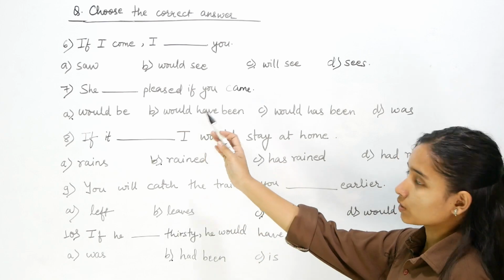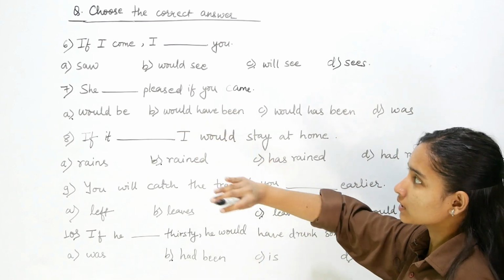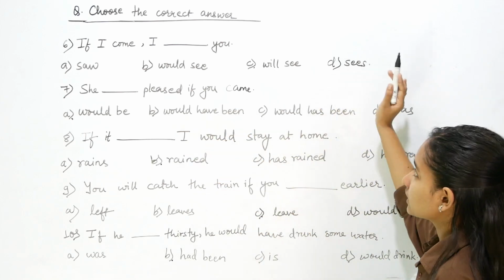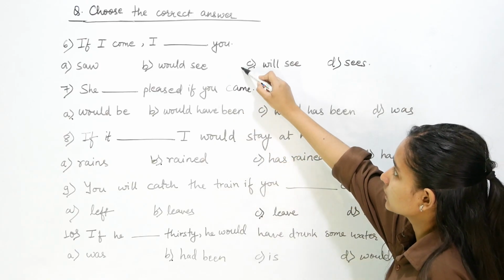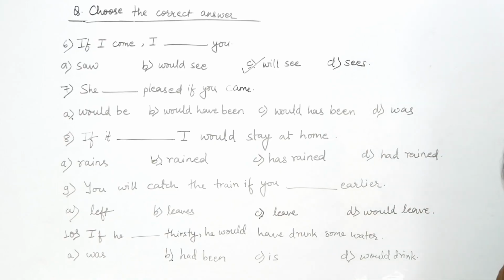So saw त हुन सक्दैन, would see पनि हुन सक्दैन, those are like past forms. Sees V5 we don't use it. So if I come, I will see you. This is the correct option.